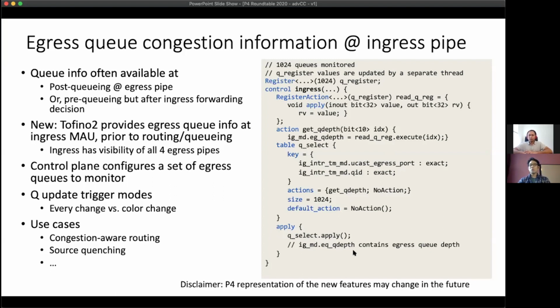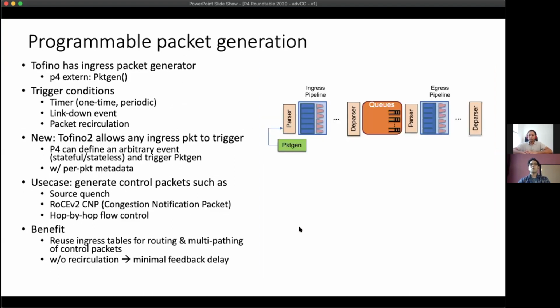So going back to source quenching as a use case, yes, obviously we need to be able to generate a new control packet to convey that information back to the sender, some form of congestion information back to the traffic source. For that, there are multiple ways to do that, but Tofino has a packet generator in Ingress, and Tofino 1 supports 3 different triggering conditions, including some periodic timer, or the packet can be generated as a reaction to the link down event, or packet recirculation.